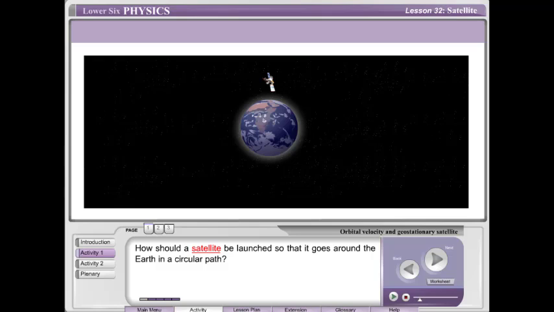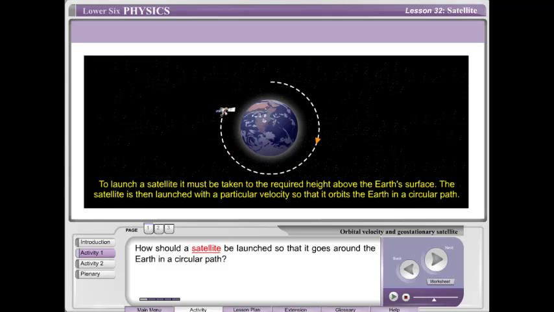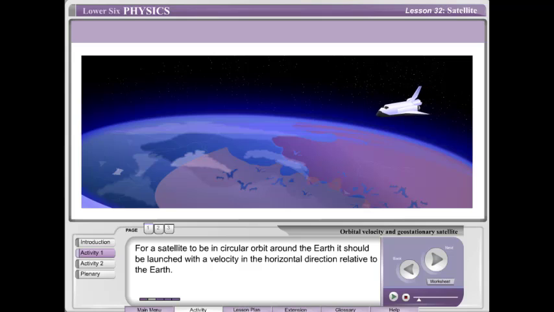How should a satellite be launched so that it goes around the Earth in a circular path? To launch a satellite, it must be taken to the required height above the Earth's surface. The satellite is then launched with a particular velocity so that it orbits the Earth in a circular path. For a satellite to be in circular orbit around the Earth, it should be launched with a velocity in the horizontal direction relative to the Earth.